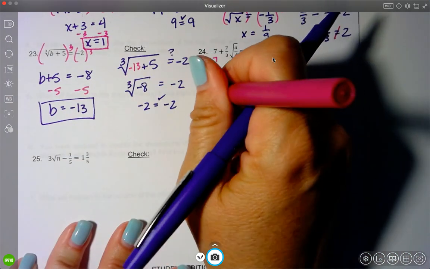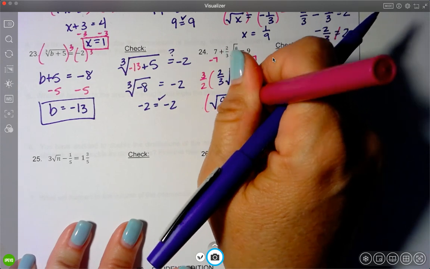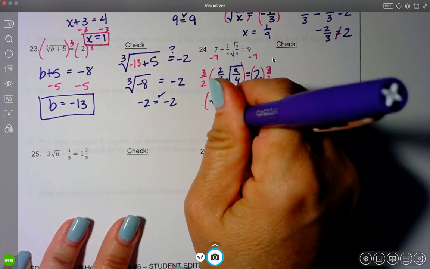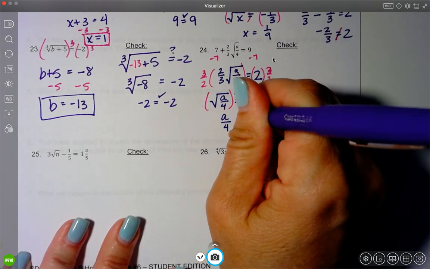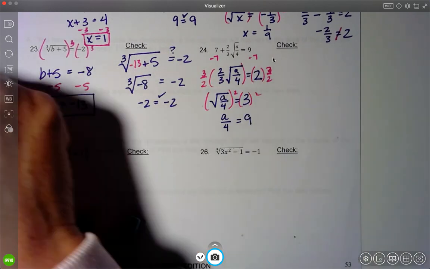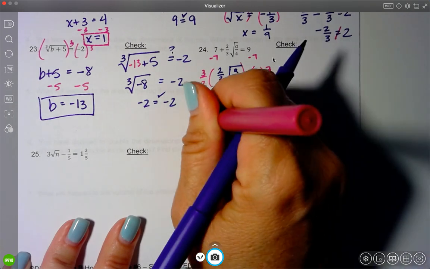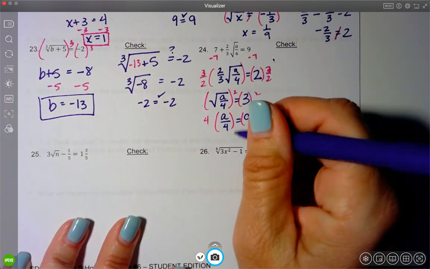So square here, square here. So this comes out, I get a over 4 equals 9, right? 3 squared. And then multiply both sides by 4 to get the a by itself. Okay, so I have a equals 36.